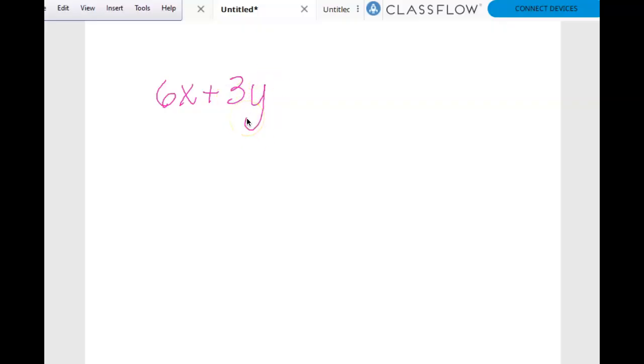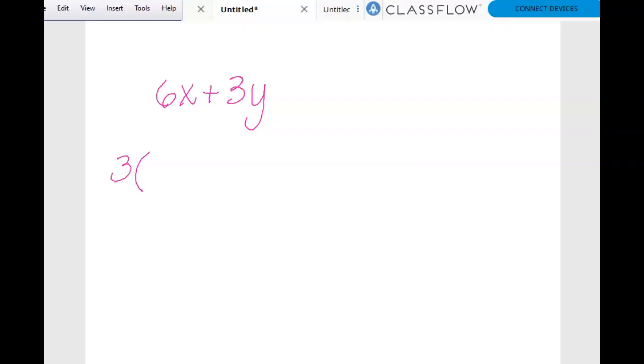Hey, 6x plus 3y. What number can I take out? 2, right? 3 divides by 2? 3. We're going to take out a 3 though, right? Okay. If I take out a 3, I put the 3 in front, correct?